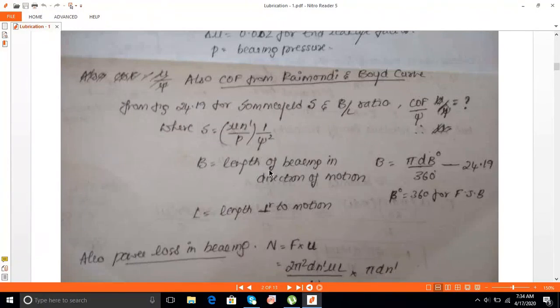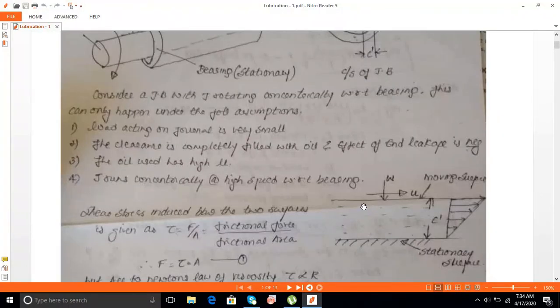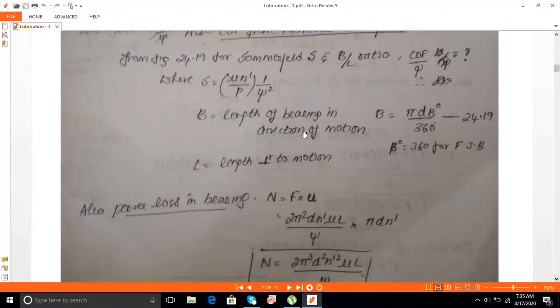And B is nothing but the length of the bearing in the direction of motion. Suppose we take a rectangular plate like this: B is the dimension in the direction of motion, in the direction of U, and perpendicular to that direction will be L. So this is an expression.